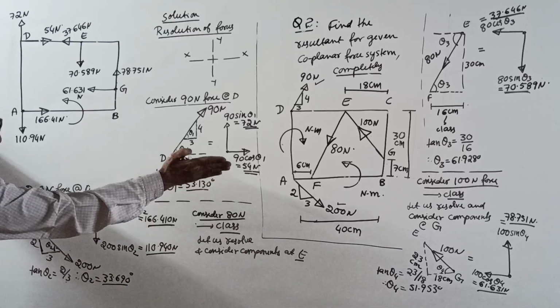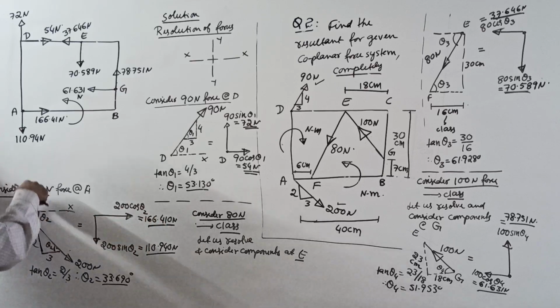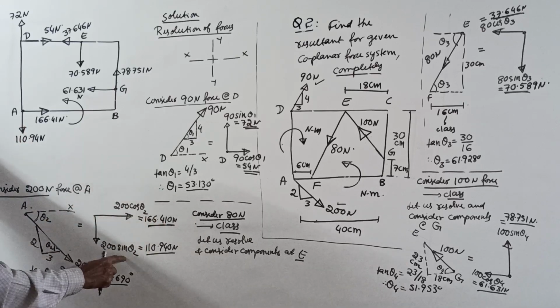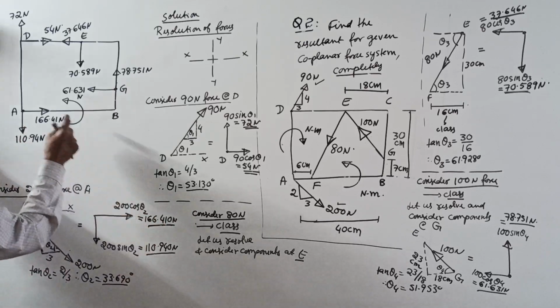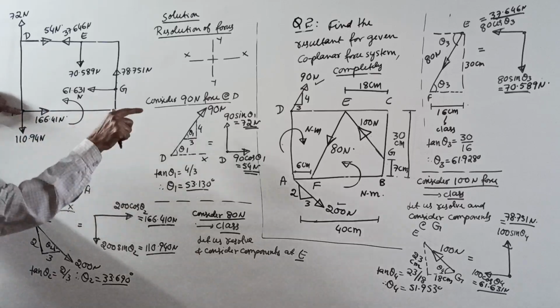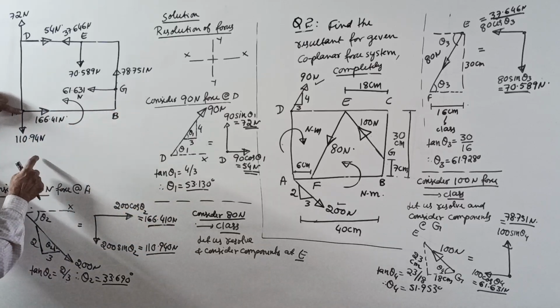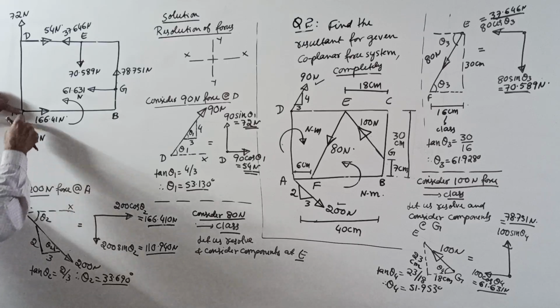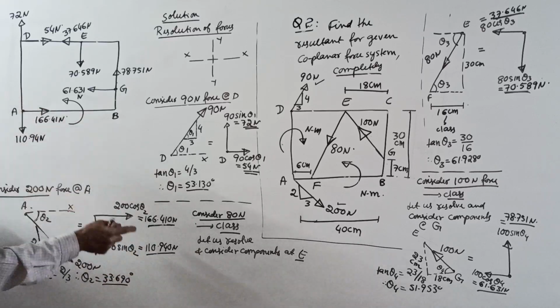One component like this, 200 cos theta 2. One component like this, 200 sin theta 2. I got the answer. See, I entered here: 166.41, 41 is sufficient because 0 is not required, and 110.94. This force is over.